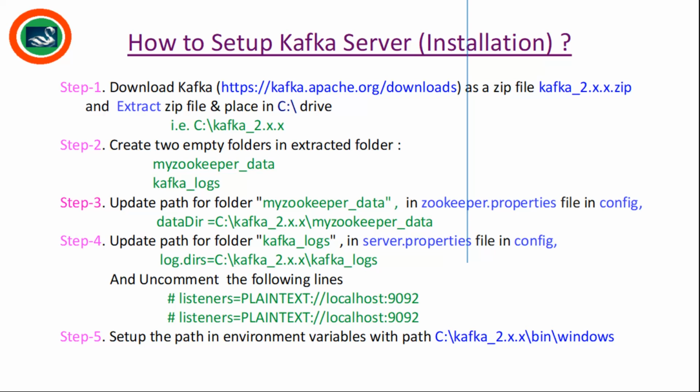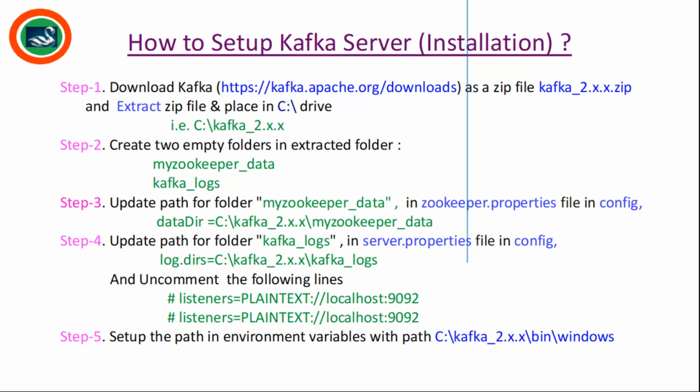Then next we have to discuss how to set up the Kafka server. Of course, we can call it an installation. There are different steps. Step 1, first download Kafka from kafka.apache.org. In the downloads, download the latest version of Kafka as a zip file, extract it, and place it in any drive, let us say the C drive. Then step 2, create 2 empty folders in the extracted folder, and you can name them yourself.